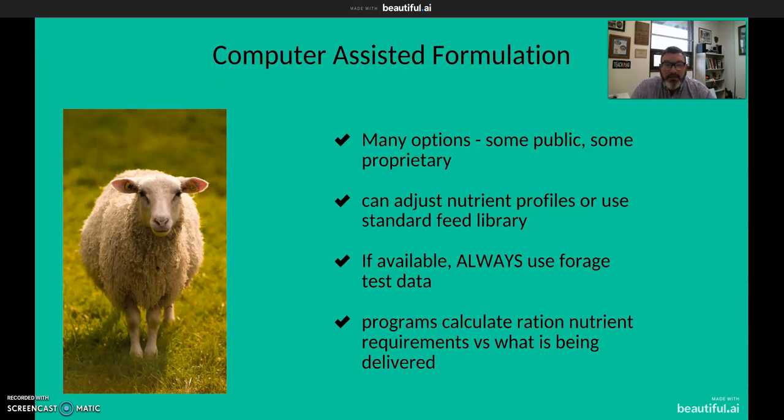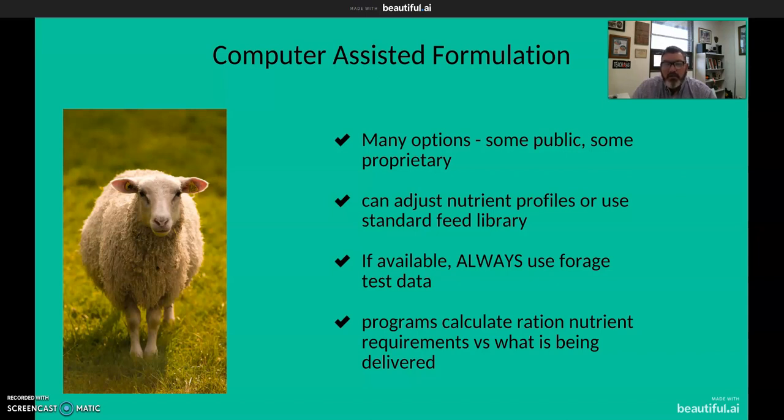My suggestion is, if you have feed test data, always use it. That's super critical. Use what is most pertinent to you. And then these programs calculate the ration nutrient requirements and then compare it to what is being delivered. So as you begin to punch the numbers in of the amount of corn and soybean meal and dicalcium phosphate and alfalfa hay and dried distillers grains and soybean hulls that you want to feed, it will then calculate what is being delivered versus what is required, and it will give you readouts on how accurate you're being and it will then suggest what changes you need to make.